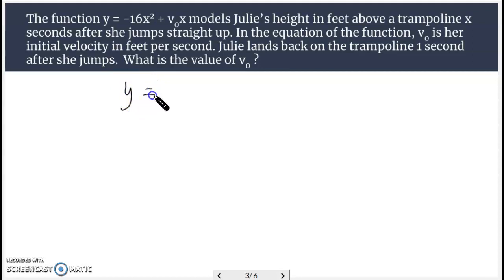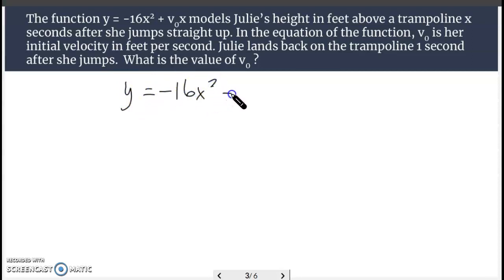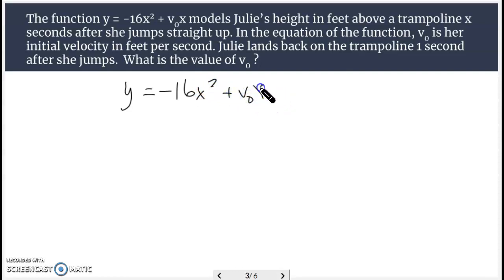So let's get this function written out again. Negative 16x squared plus, some people call it v sub 0, meaning the initial velocity. Whenever you have a subscript of 0, it means the starting amount. So she's back on the trampoline at 1 second. Think of the trampoline as ground zero. She's at 0 height, 0 feet above the trampoline, and that happens at 1 second. So we can put in a 1 for x. X is the number of seconds.